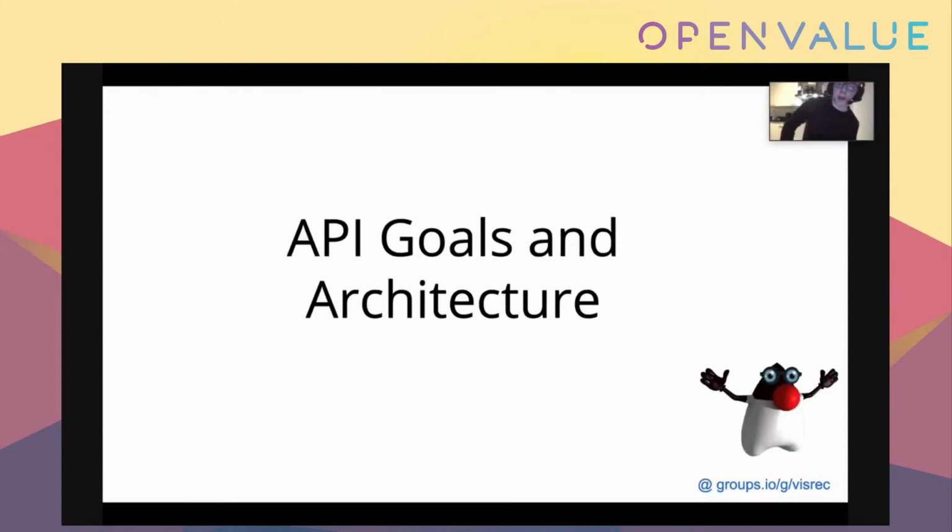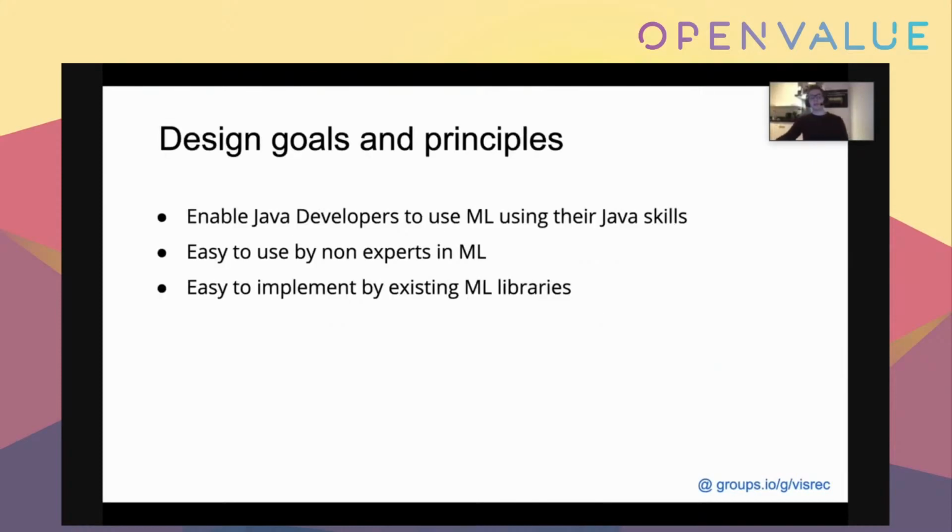So, our API goals and architecture. The design goals and principles that we have: we need to enable Java developers to use machine learning using their Java skills. I mean, we've been doing Java for so long, why not use it for machine learning, right? And it should also be usable by non-experts in machine learning. I'm not an expert in machine learning either.